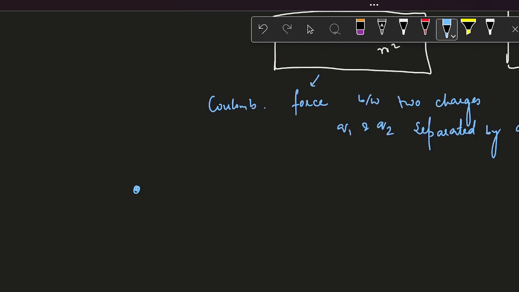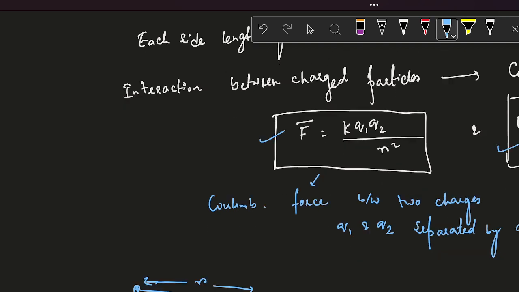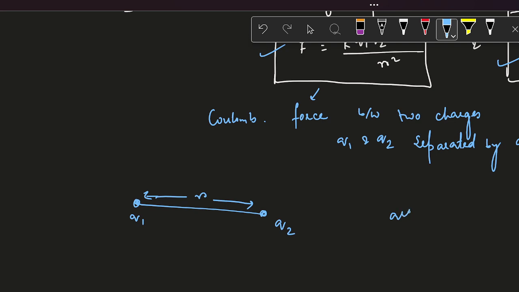So the idea is that if you have one charge here and one charge here, this is Q1 and this is Q2, and if the distance between these two is R, then what will be the structure of the force is this thing, and what will be the structure of the interaction energy between them is this thing, where K is a universal constant. For this case we can ignore K, or for simplicity we can assume that K is 1, just like we do in most of the cases. For the ease of calculation we take all the universal constant values to be equal to 1.